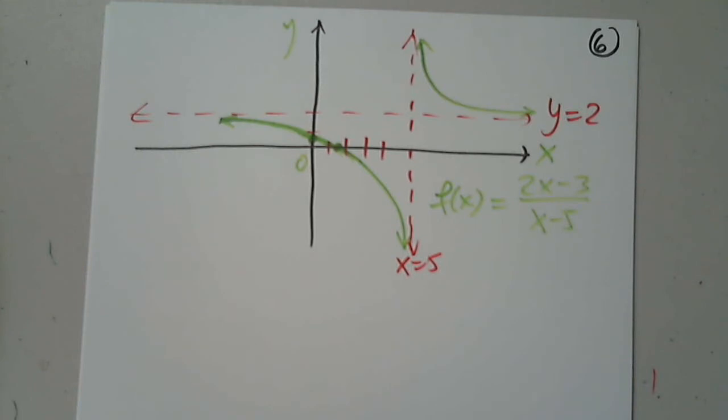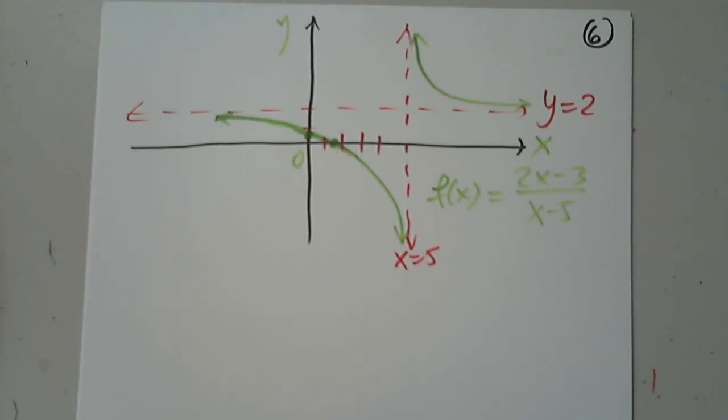So don't forget parentheses, 2x minus 3. And parentheses for the denominator, these are a must. There is no way around that. And of course, the horizontal asymptote, the graphing calculator will not put it in without us putting it in.